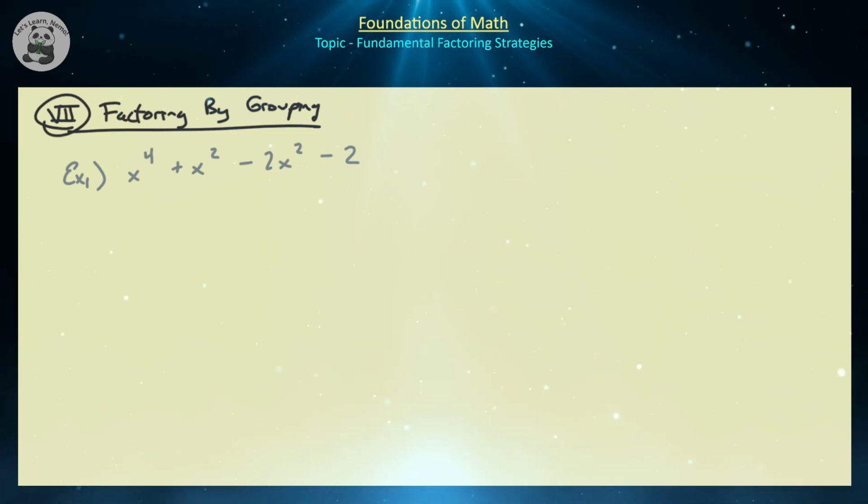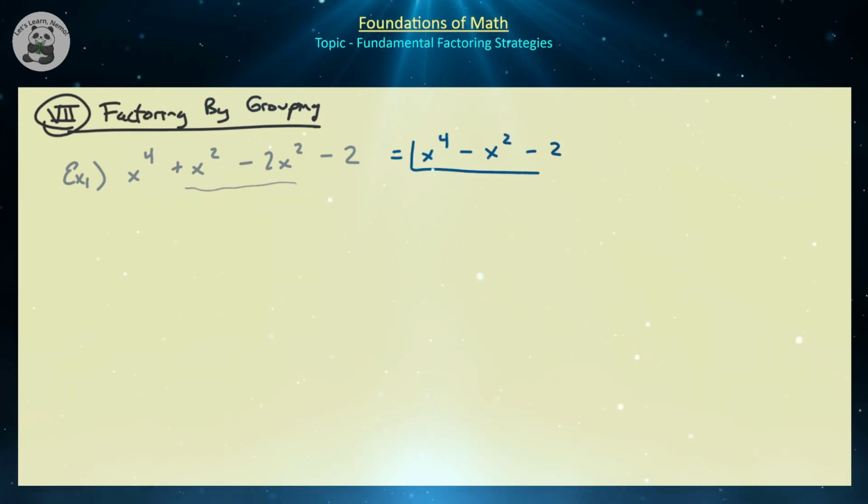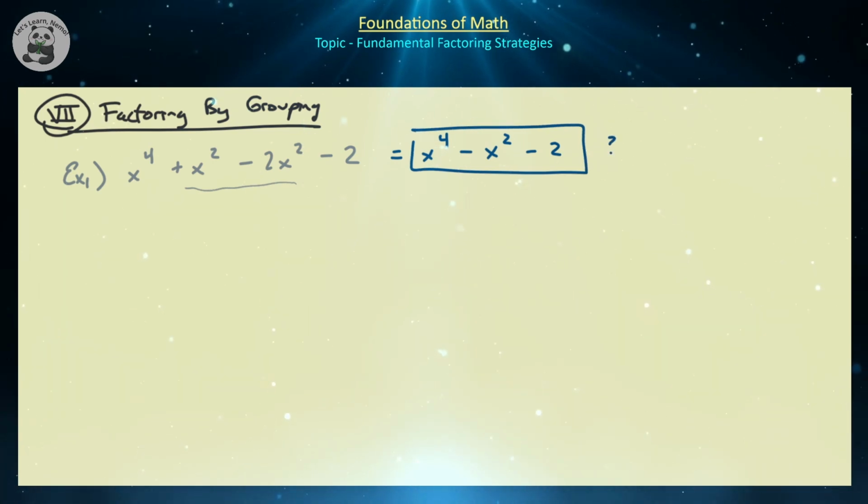So let's assume we have this degree 4, where we have x to the fourth, x squared, minus 2x squared minus 2. Now you may think, oh, x squared and minus 2x squared can combine with each other. In particular, that's going to give us x to the fourth minus x squared minus 2. And then you're like, well, how do I factor this particular thing? Well, we'll look at that in a moment. But if we group the first two and the last two terms together, we actually might be able to solve this via grouping.